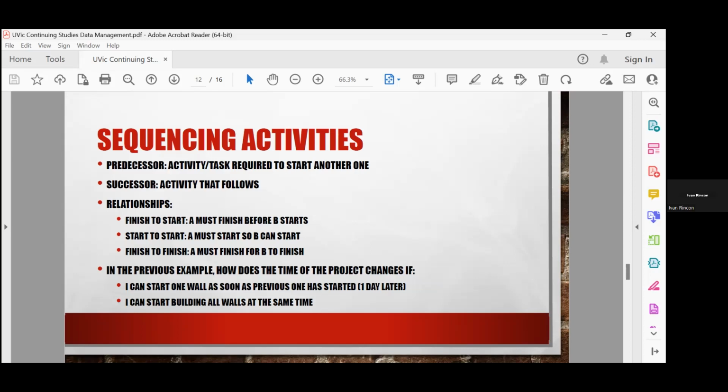So just adding that condition that I need to wait 1 day to start building the next wall, the duration of that project moved from 12 days to 15. Oh, so it is actually important. How do I sequence activities? Of course, that's important. And that is also a key component of planning the project.